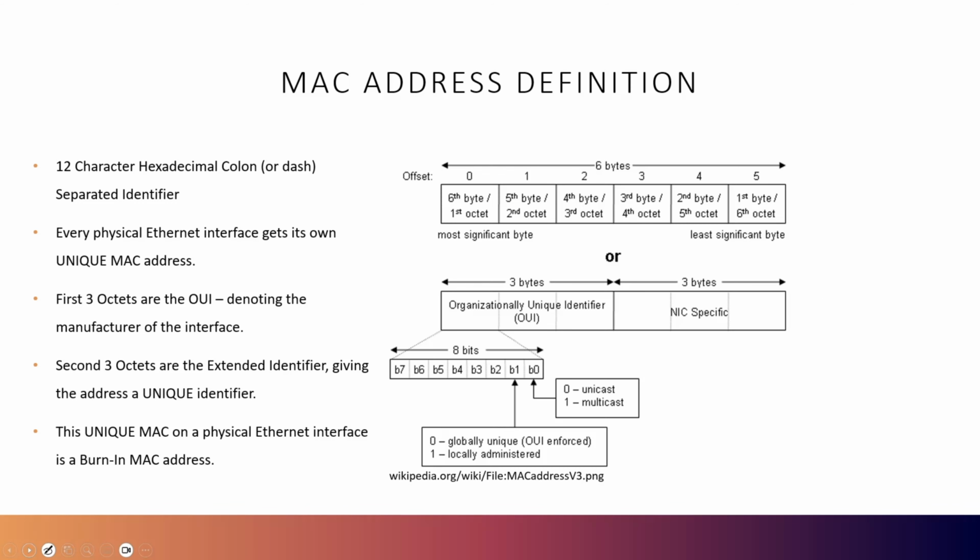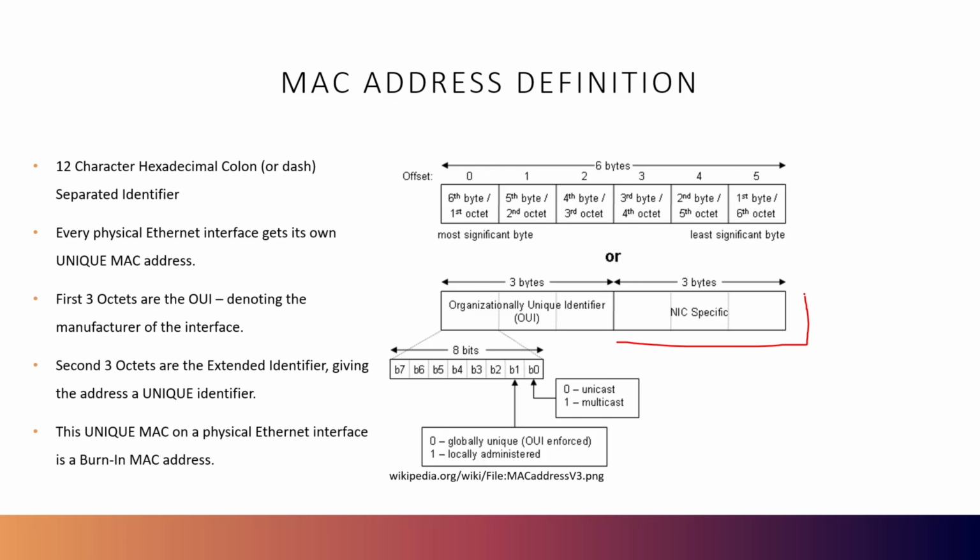Now that you have some idea of what MAC addresses are, let's quickly talk about what they look like. Ethernet interface MAC addresses are unique 12-character hexadecimal colon-separated, well, sometimes dash, identifiers. They look like this. Every Ethernet interface gets its own unique MAC address, denoting the organization who created that interface, which we can reveal in the first 6 characters, called the OUI, or Organizationally Unique Identifier. You can look up the OUI to see who made, like made in a factory, that specific interface.